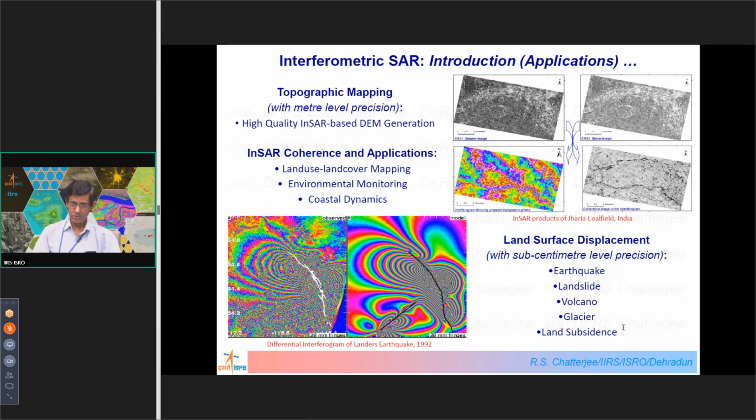groundwater pumping. Okay, so it can be used, but in this particular lecture, this interferometry is very, very important for measuring the land surface displacement due to earthquake, during the time of earthquake, that is co-seismic deformation, and between the earthquakes, that means after an earthquake or before an earthquake, that is interseismic land surface deformation, can also be measured by this differential interferometric SAR technique.